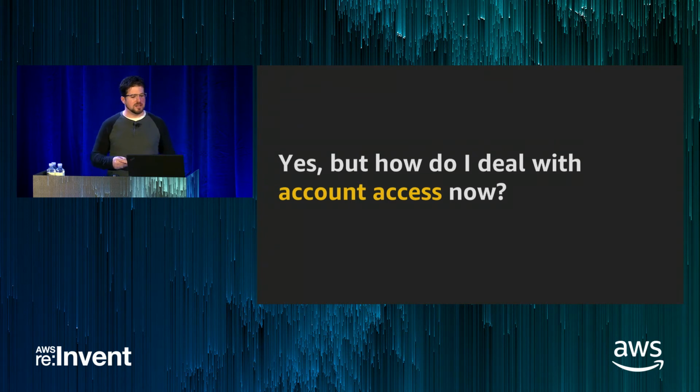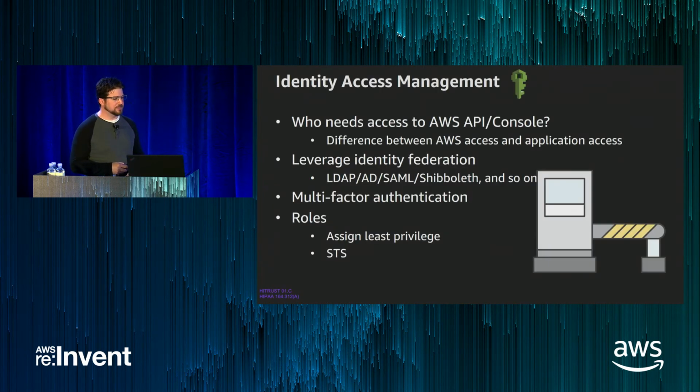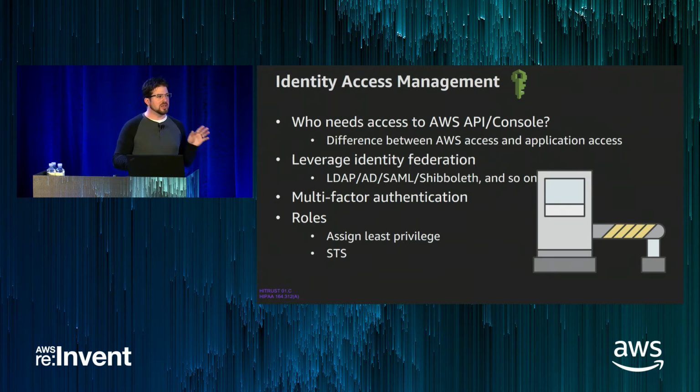So I get that. How do I deal with account access now? The first part, now that we've got the actual account, is we can use identity and access management, or IAM, and define who needs access to what. There's a really important differentiation between giving a user console access and giving them programmatic access via the API with API keys. So you need to decide whether this user needs one or the other, and don't give them more permissions than what they actually use.